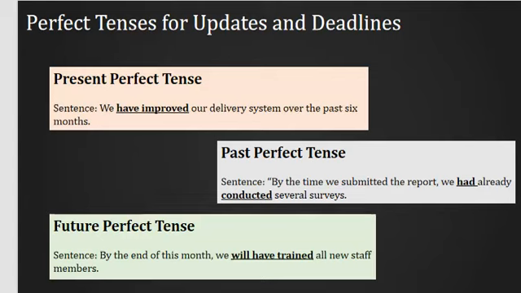Use future perfect tense to talk about goals with a timeline, to describe tasks that will be completed before future events, and to set expectations in reports or presentations.